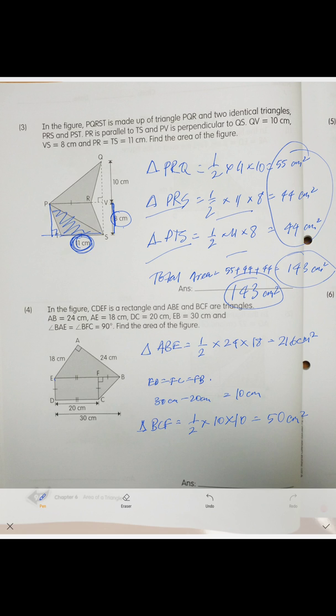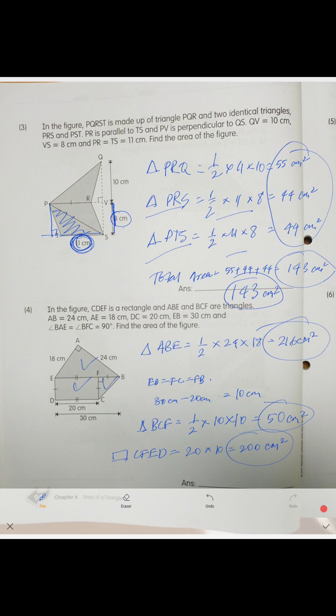Now we need to find the rectangle. Rectangle is very easy. That's CFED. Those are the sides. This is 20, this is 10. FC is 10. Okay, so 20 times 10 is equal to 200 square centimeters. That's it. So we know the area of the big one, we know the area of the small one, we know the area of the rectangle.